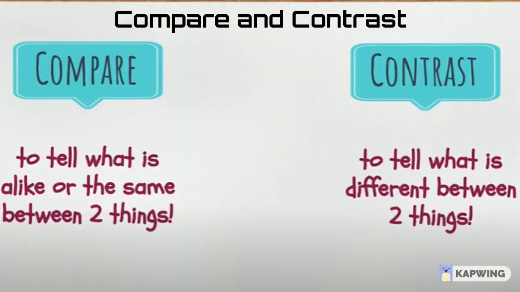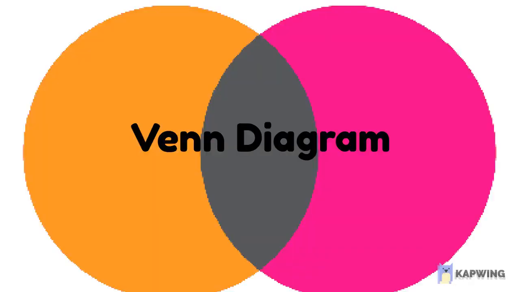Let's move on to compare and contrast. Compare, to tell what is alike or the same between two things. Contrast, to tell what is different between two things. A Venn diagram is a graphic organizer that has two circles that overlap in the middle. The middle is to tell what is alike and the sides are to tell what is different.